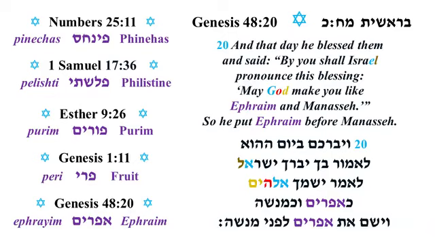And then in Genesis 48:20, you have Ephraim. Remember, Joseph has two sons, Ephraim and Manasseh. And in verse 20, it says, and that day he blessed them, this is Jacob, and that day Jacob blessed them and said, by you shall Israel pronounce this blessing. May God make you like Ephraim and Manasseh. So he put Ephraim before Manasseh.